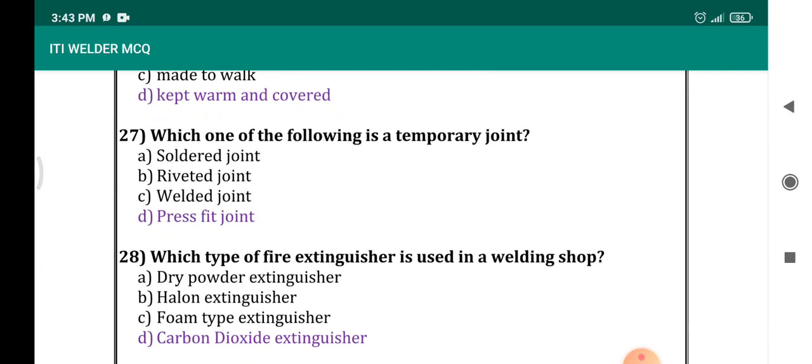Which of the following is a temporary joint? We have temporary joints, semi-permanent joints and permanent joints. A temporary joint is one we can remove anytime. A semi-permanent joint means by applying some amount of heat, we can remove the joint. There are permanent joints also, like welding operations. Soldering and welded joints are permanent joints. Riveted is a semi-permanent joint. Fit or press fit joints are treated as temporary joints.